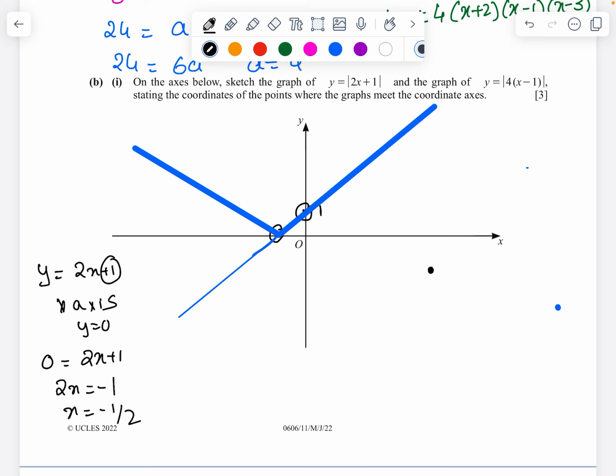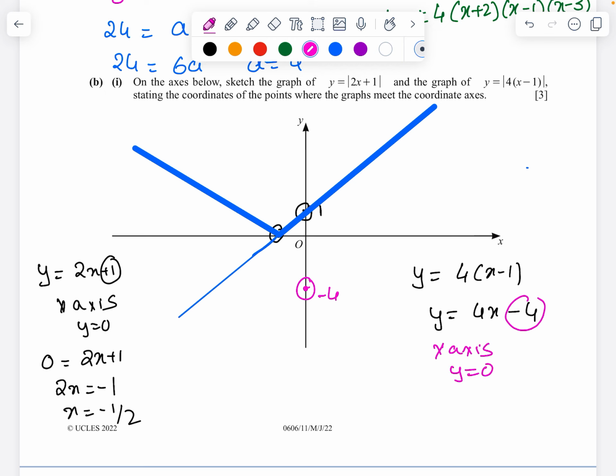Now the next one, y equals 4 times x minus 1. Y equals 4x minus 4. So what is the y-intercept? Y-intercept is going to be negative 4. Negative 4 is going to be the y-intercept. And for the x-axis, again y equals 0. So 0 equals 4x minus 4. 4x equals 4. X equals 1.